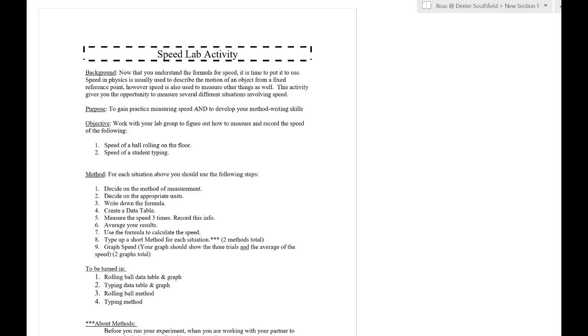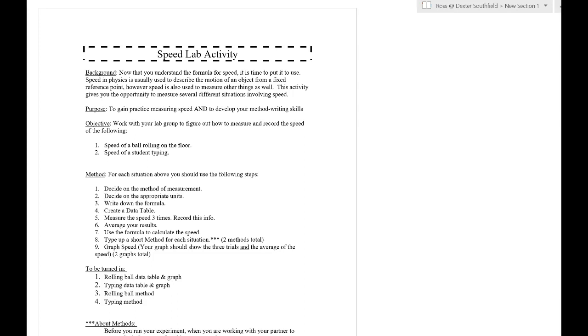Hi 8th grade. The lab that you're going to complete today in class is called the Speed Lab. This lab is where you will be measuring the speed of a rolling ball as well as your partner typing. So let's go through the background and kind of how we're going to do this lab so that we make sure that you're good to go.